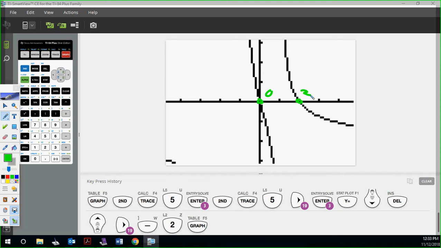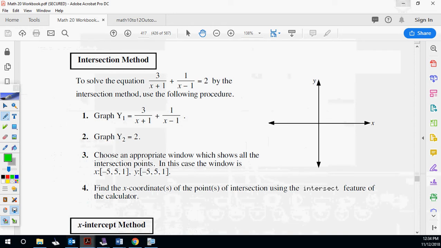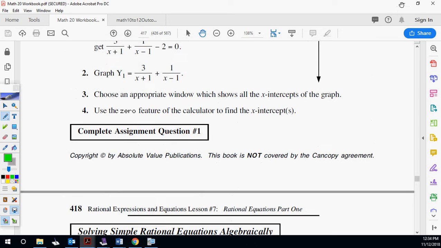On the first one, you shouldn't use the 0. You should use intersect. Okay. All right. So we got all that, so we're good. We did the X-Intercept method, so we're good.